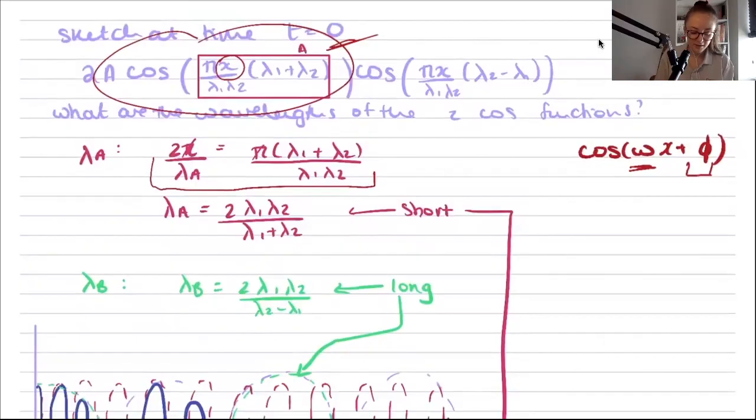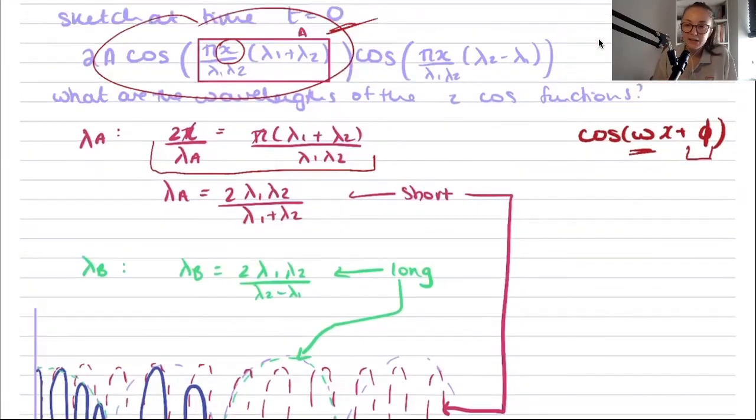And since the first one has a lambda 1 plus lambda 2 on the bottom, and the second one has lambda 2 minus lambda 1 on the bottom, then it means that lambda a, as I've called it, has a larger bottom, so is a smaller number. And lambda b, as I've called it, has a smaller bottom, so it's a larger number. So consider 5 over 3 would be larger than 5 over 4.